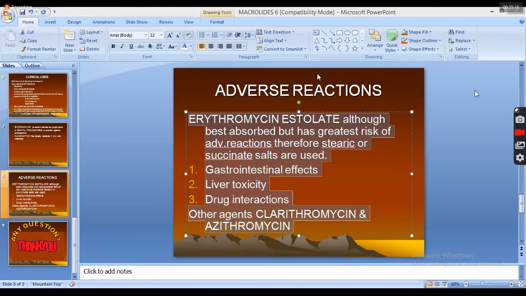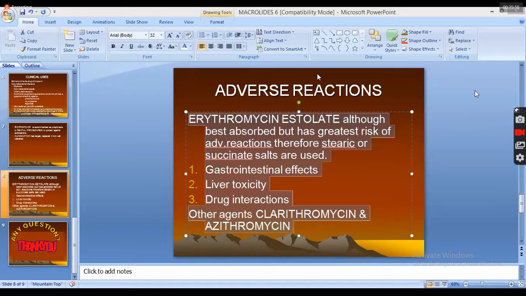Then drug interaction: certain drugs like propranolol and antidepressant agents may be affected, with inhibition of their metabolism. Please check the list of which drugs it inhibits or enhances. Take this as an assignment, because I have just enumerated the names and there is no explanation. I would like you to write a few lines about each adverse reaction, like gastrointestinal effects, which I told you, liver toxicity, and drug interaction, when a drug is interacting with other drugs.